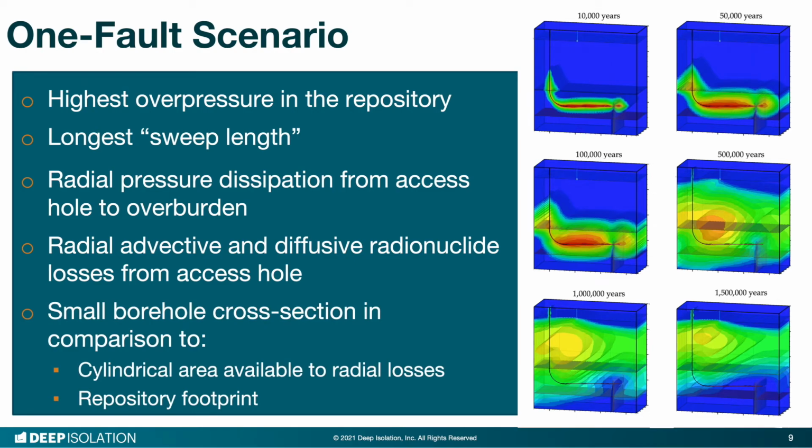It should be noted that the cross-section of the borehole is very, very small in comparison to the cylindrical area available for these radial losses of water and radionuclides I just talked about. And the size of the access hole is much, much smaller than the overall repository footprint. After about 1 million years, radionuclides enter the aquifer at very low concentrations over this entire footprint. In comparison to that, the tiny borehole cross-section is insignificant, even if radionuclides flow at an increased rate because of poor borehole sealing.